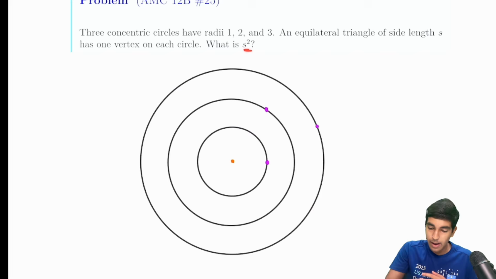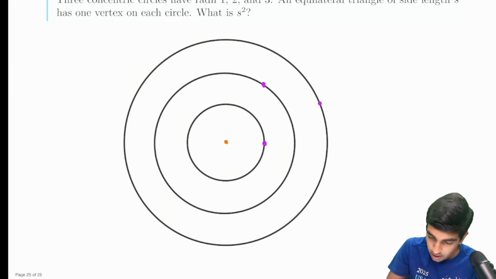Okay, that's a really interesting condition. So let's see how we can try and draw that. So maybe we have one vertex here. Then maybe we have one vertex around here and then something like that, right? See, this is roughly equilateral. And we're trying to find the side length squared of this equilateral triangle. Basically we find S and we'll square it, right? It's not too much of an issue there.